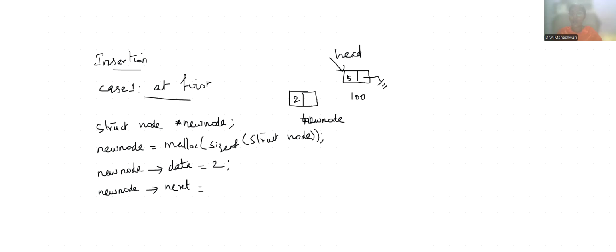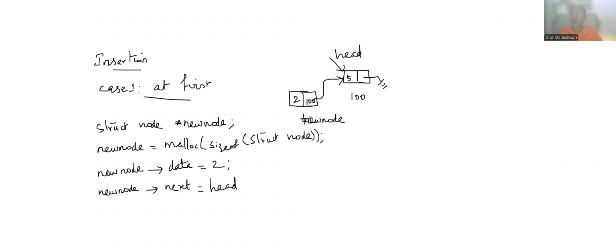That means you can copy the first node, which is always pointed by the head node. So new node of next is equal to head. Here I'm assigning 100 to this place. So our pointer is pointed like this. Now this is considered as the first node, and the already existing first node is now considered as the second node.